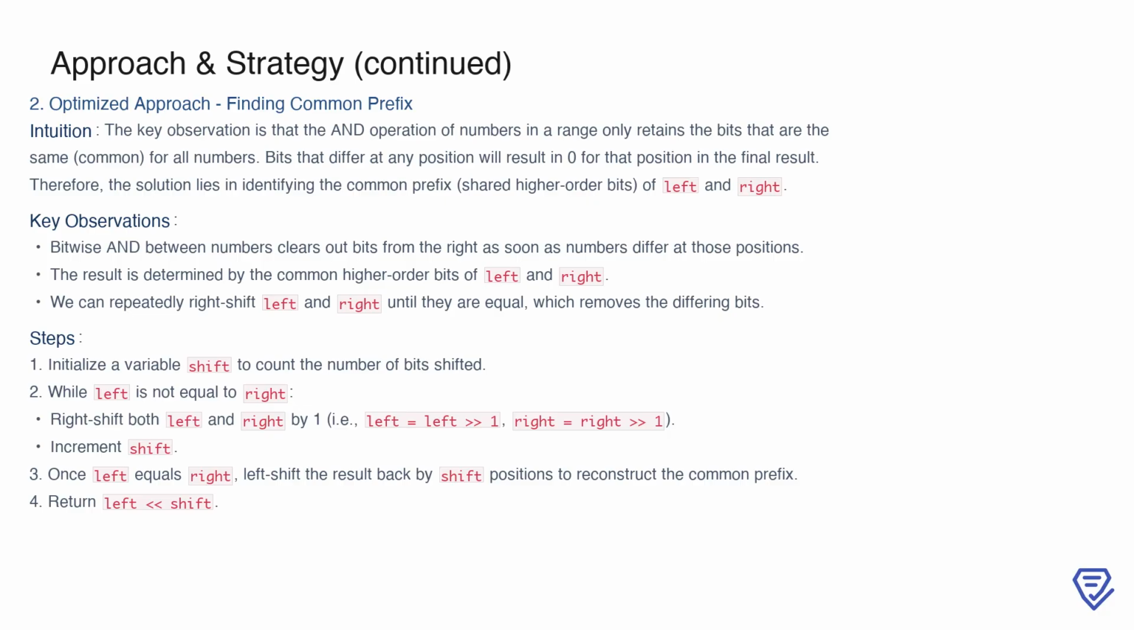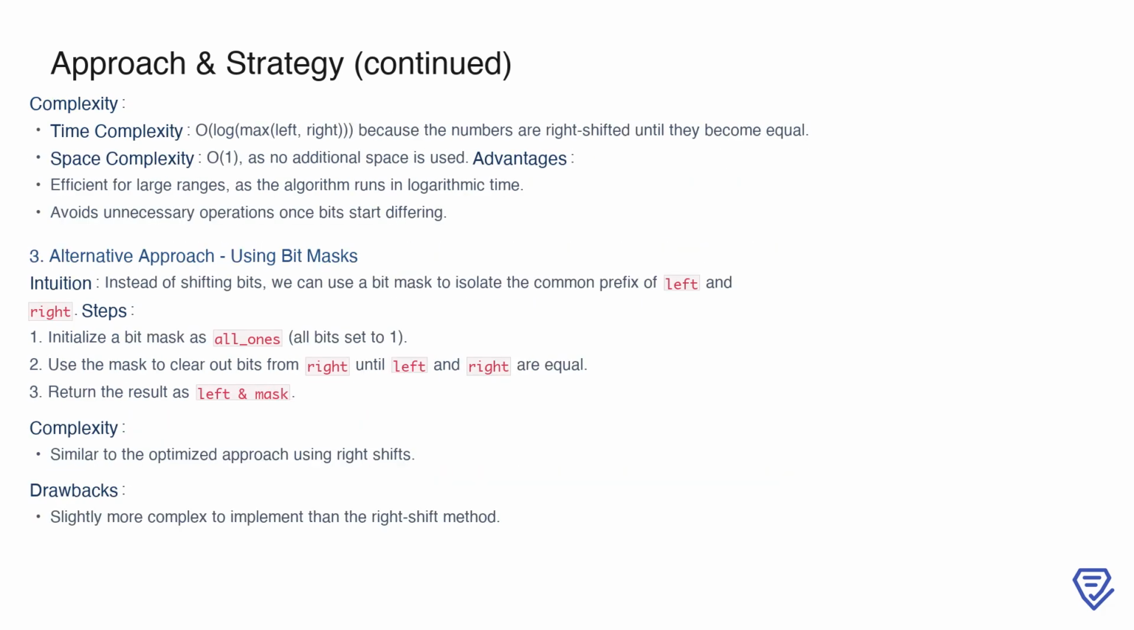During this process, we count the number of shifts performed. Once left equals right, the common prefix has been isolated. We then reconstruct the result by left shifting this common prefix back to its original position, using the shift count. This method is both efficient and elegant, as it avoids unnecessary computations and directly focuses on the core insight of the problem. The optimized approach has several advantages in terms of performance.